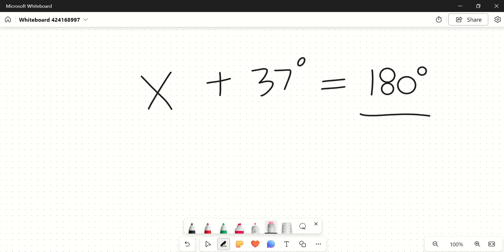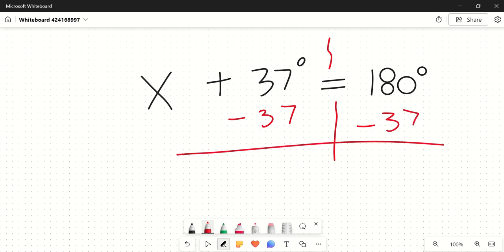So you guys would need to isolate the variable to figure out what angle 2 equals. So what would I do here, ladies and gentlemen? Subtract what? I would subtract 37 from, ladies and gentlemen, remember mirror effect? Both sides. Now, with your group, what should angle 2 equal?